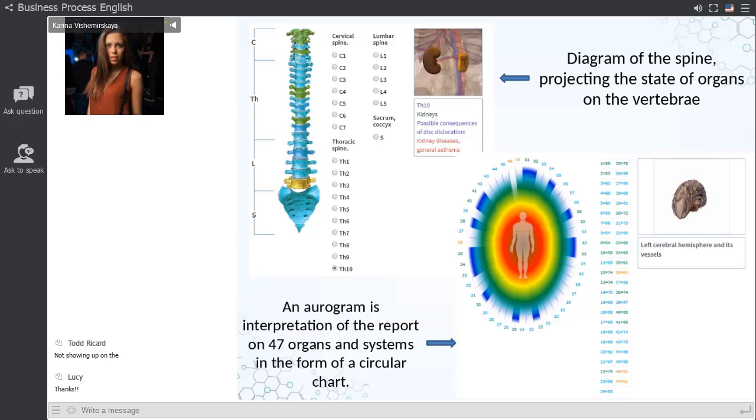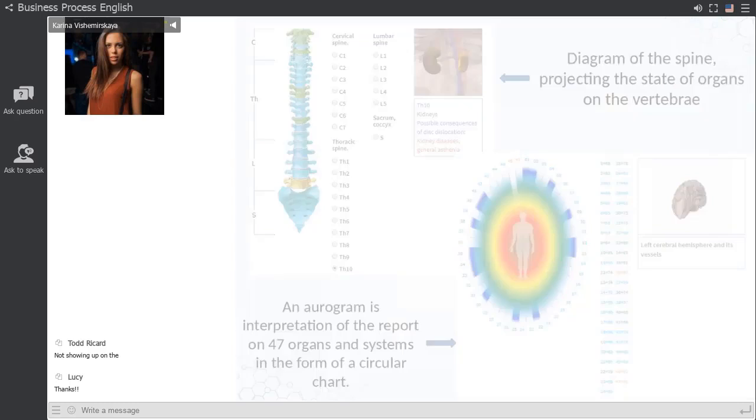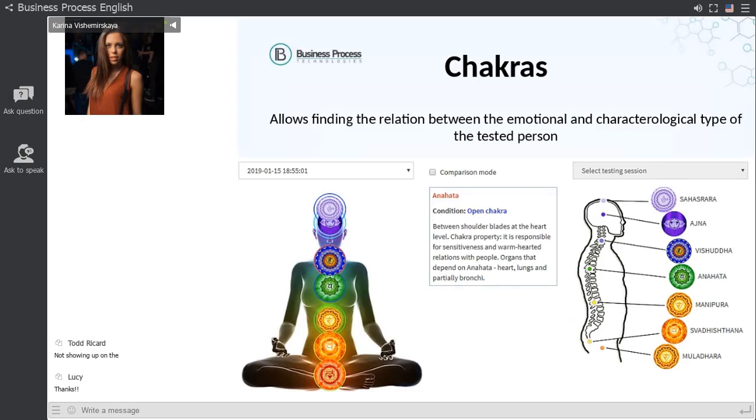An orogram has a similar effect. An orogram is an interpretation of the report on 47 organs and systems, but in the form of a circular chart. That's all. This is all the information about the orogram and spine.